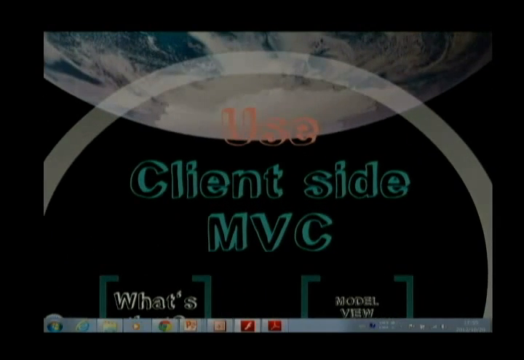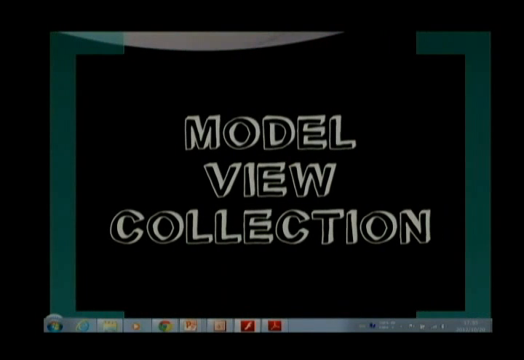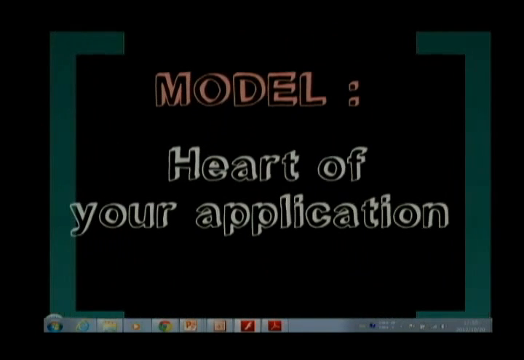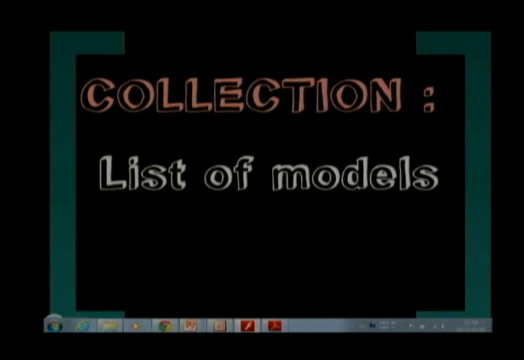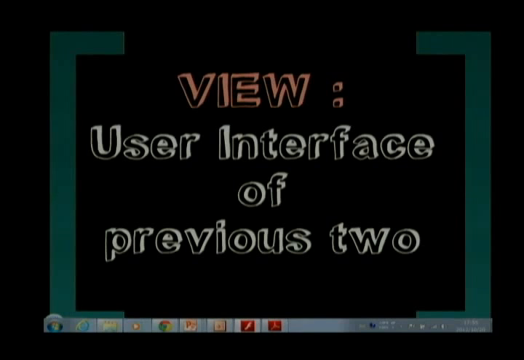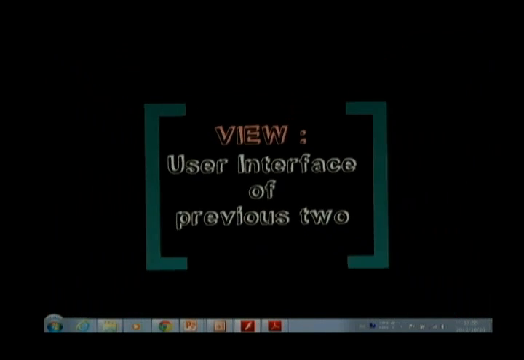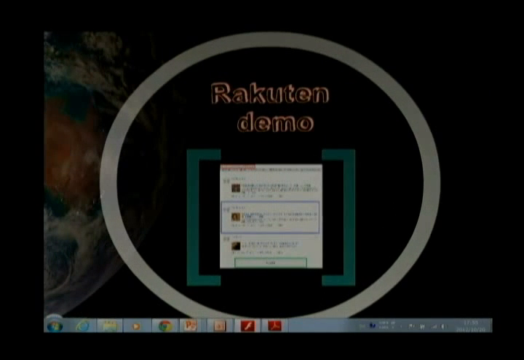Use client-side MVC. What's that? It's model, view, and collection. Model is the heart of your application. Collection is a list of those models. And view is the user interface for the previous two. So let me explain these three with the Rakuten demo.